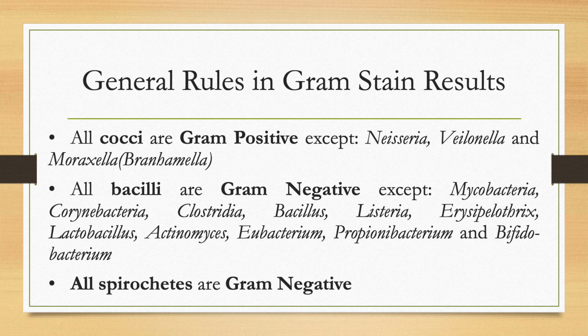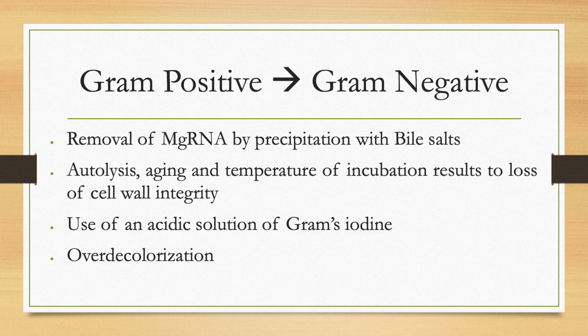Also note that all spirochetes are gram-negative bacteria. Spirochetes are bacteria with a spiral shape. Now, when we are doing our gram staining, you have to take note that there are some factors that can cause an inconsistent gram stain reaction.